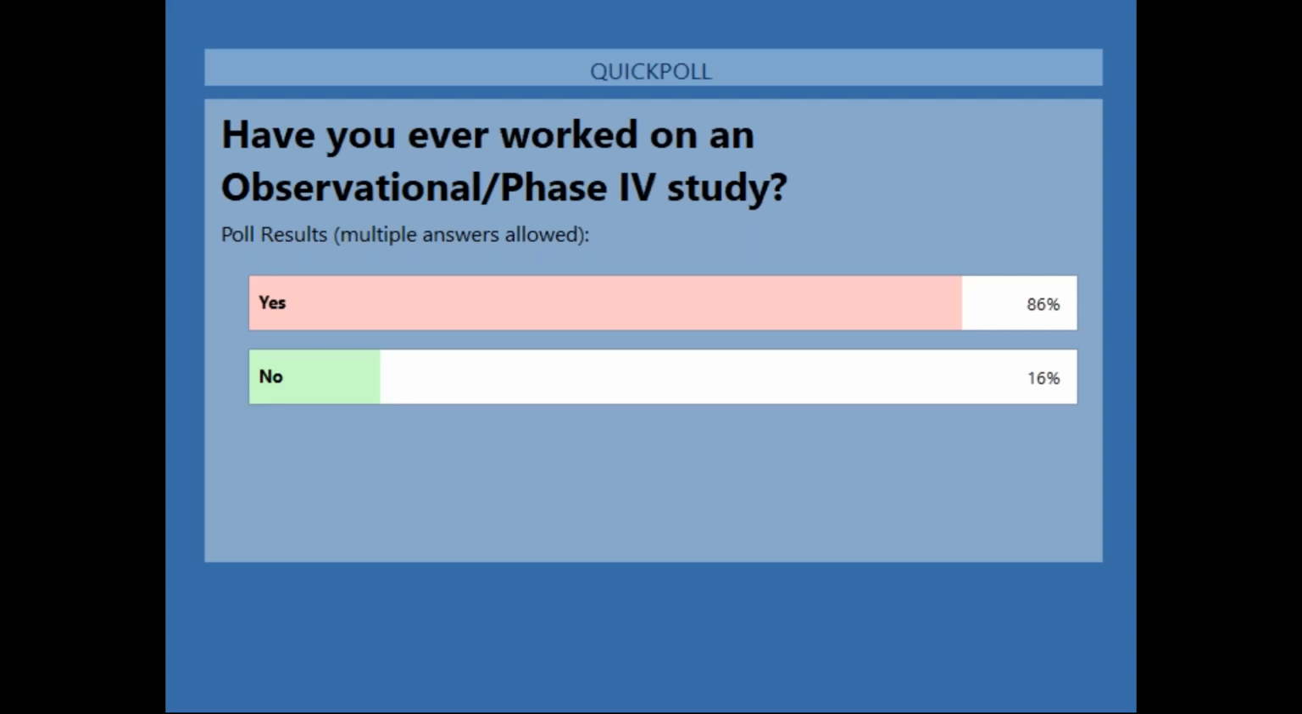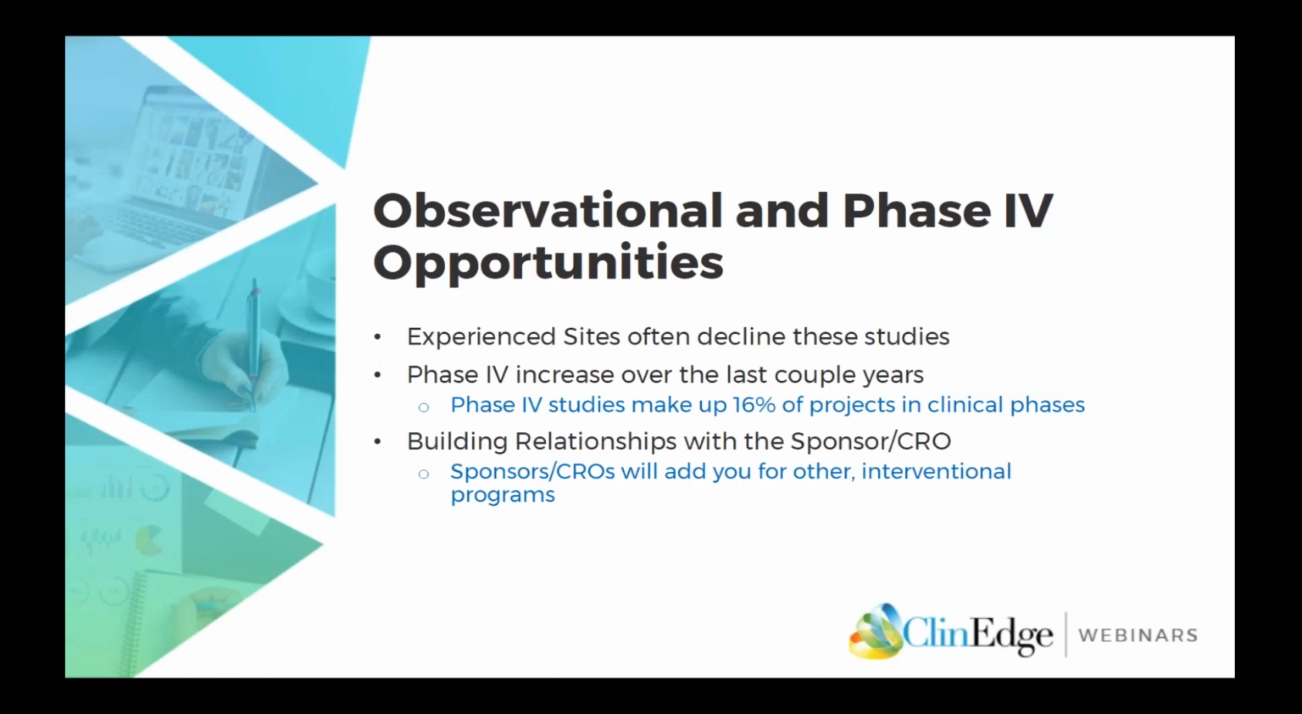Okay. All right, I see. Got it. So a lot of you have done this before, so you know what to expect. Typically, experienced sites will turn these away. The reason is that the pay is not as great, and sometimes it takes away from patient population and other studies. They're worried about that and don't want to take these. But with a research naive investigator, these are often great outlets into stepping your foot into clinical research, getting your first study, getting your foot in the door.